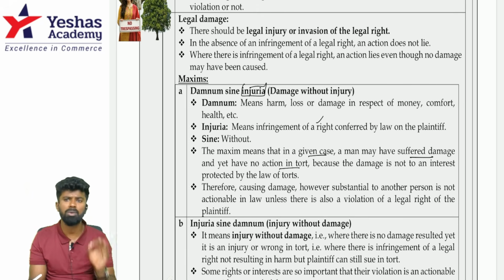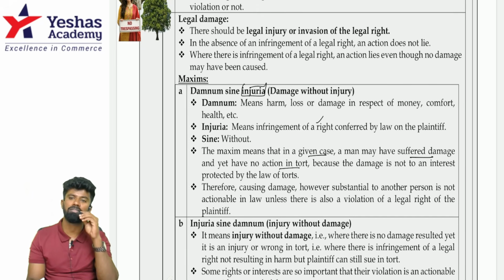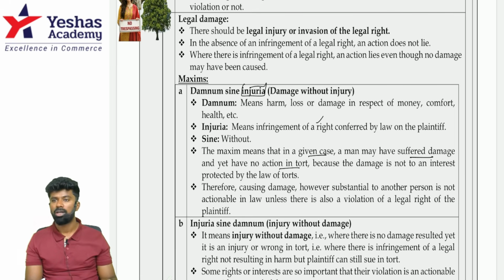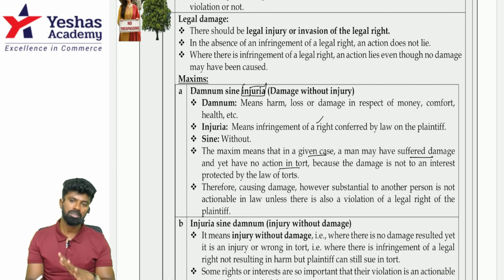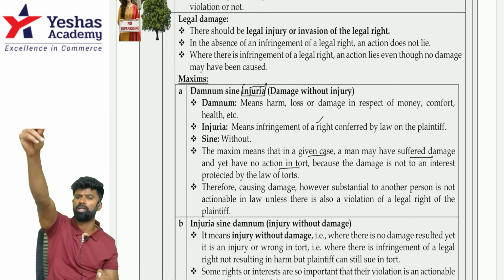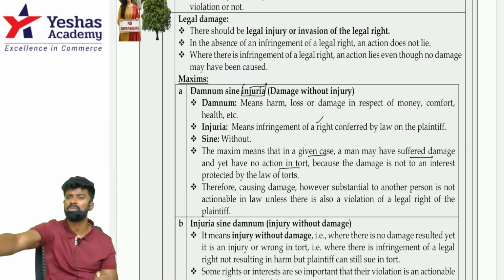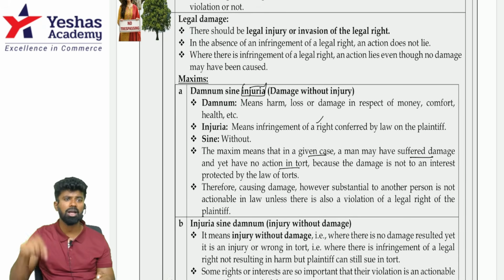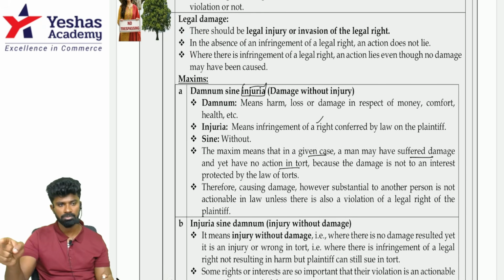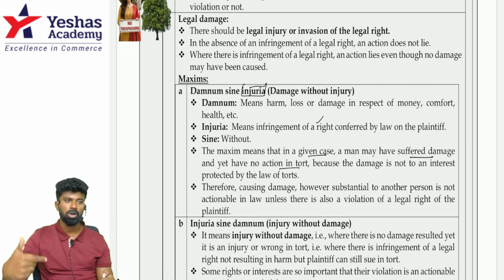That is not important. Only what is important here? Infringement of right. What of right? The violation of a legal right. What right? Legal right. Because tort law protects only a legal right. Because where there is a right, there is a remedy. Without a right, is there any remedy? No. So it is only the infringement of right. What of right? The loss of right which is covered under the tort law. What law? Tort law. Are you guys clear with this?